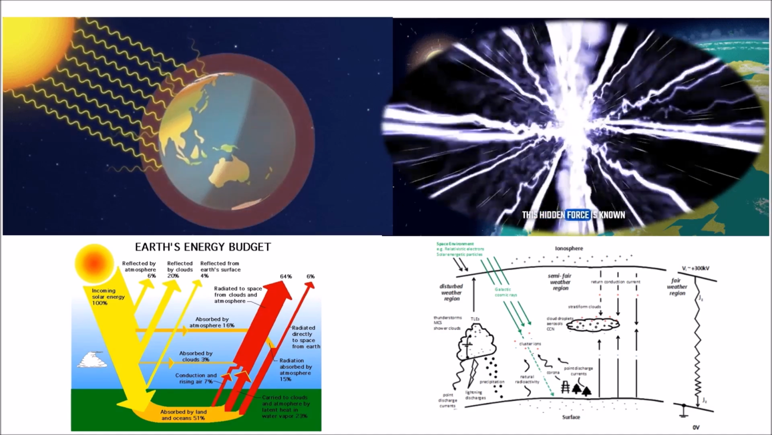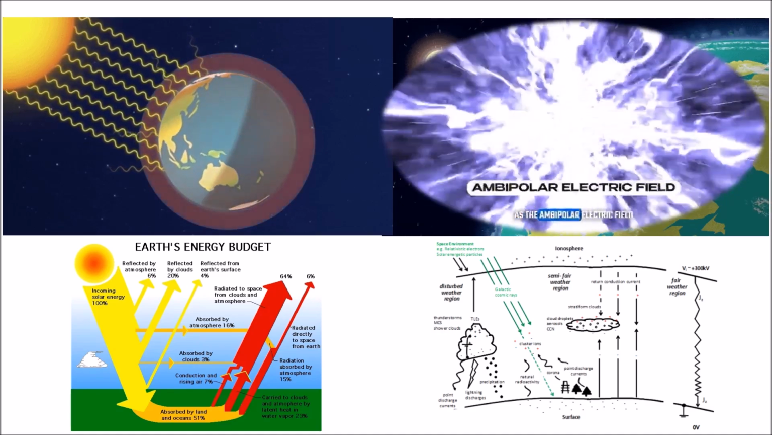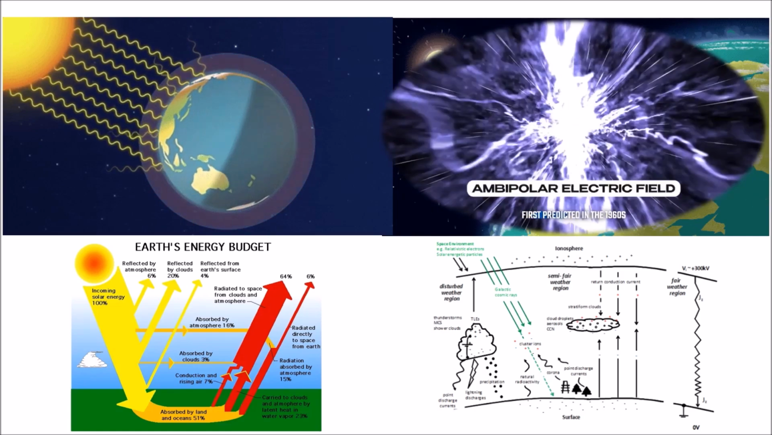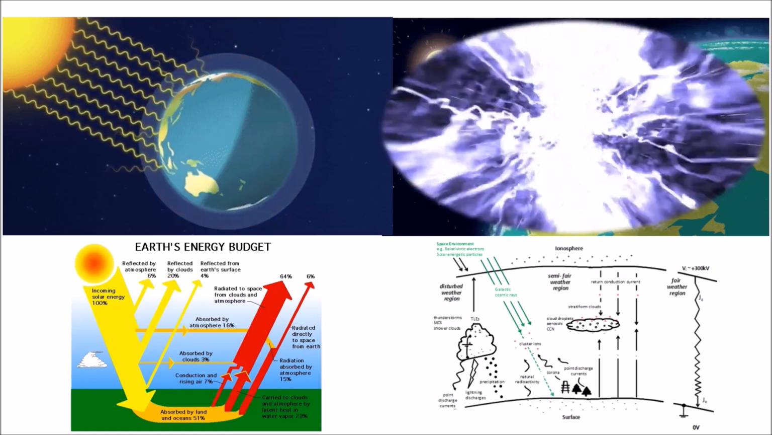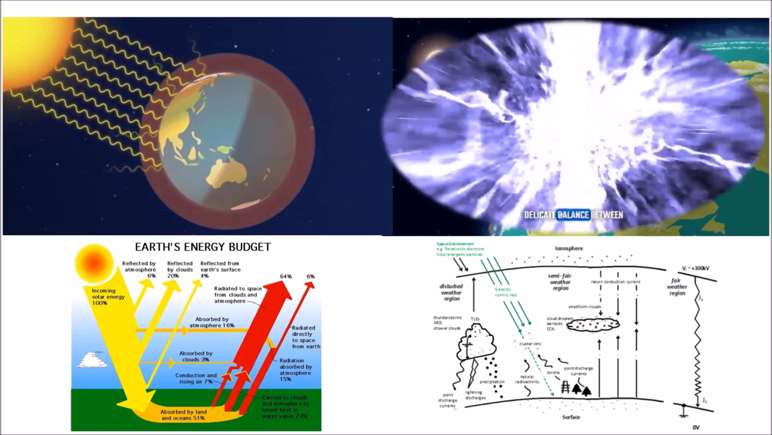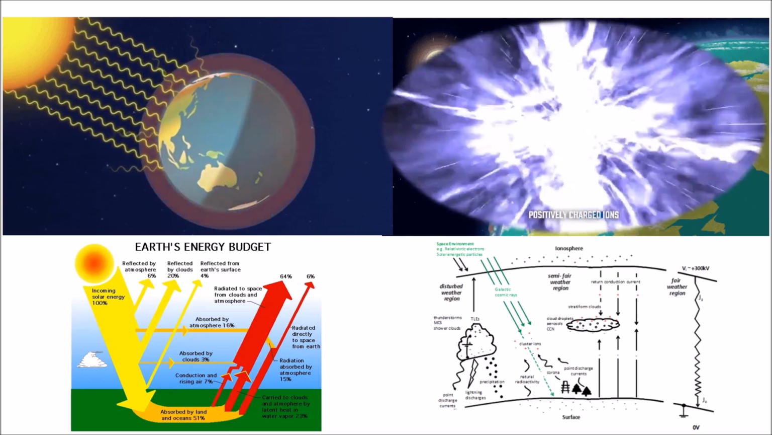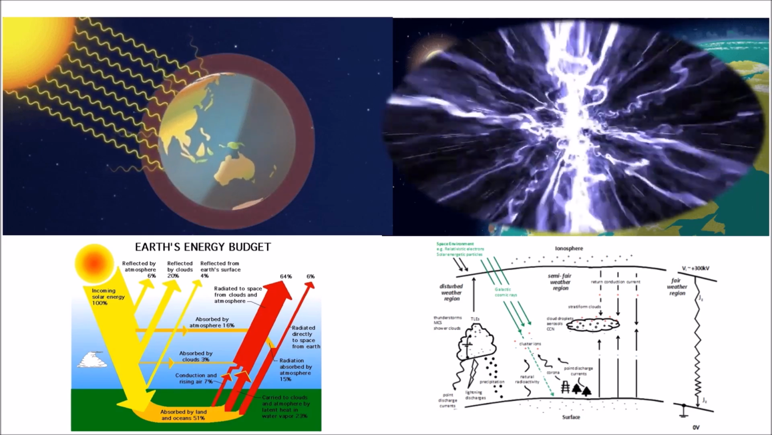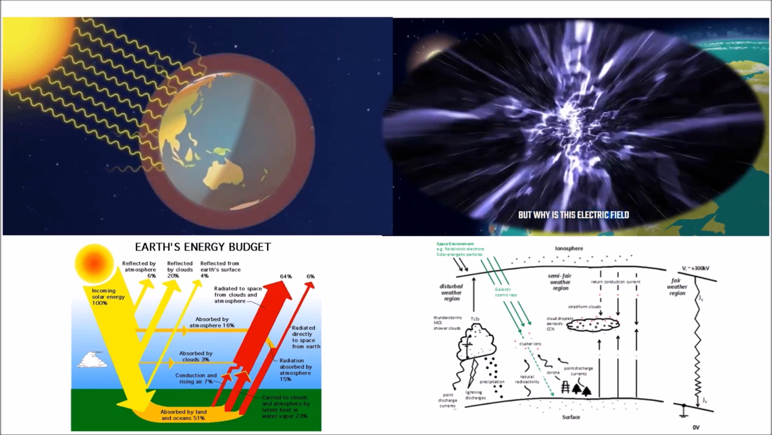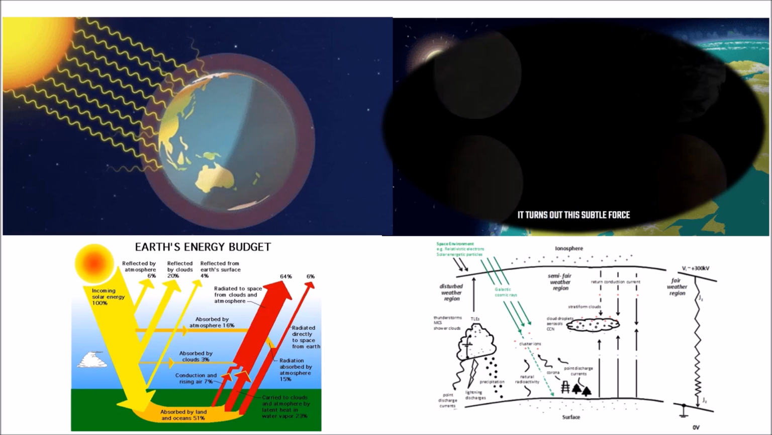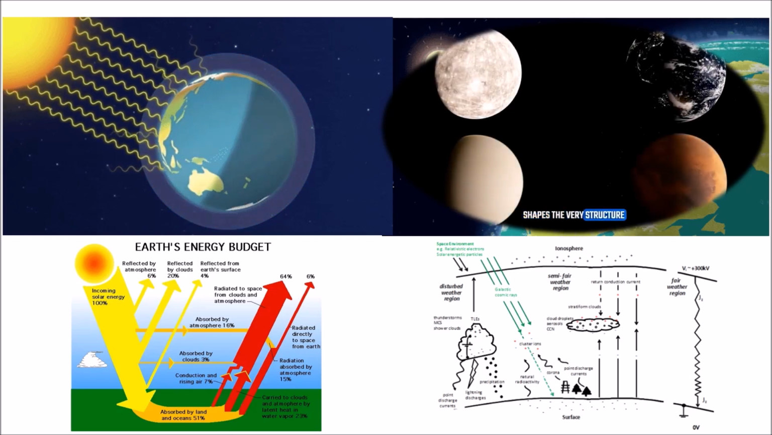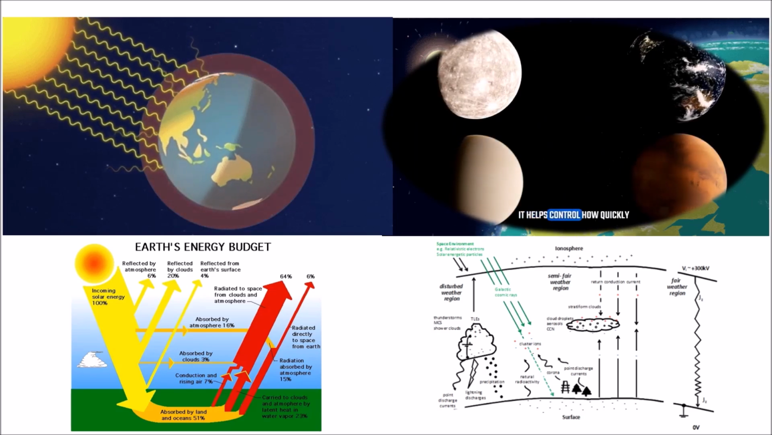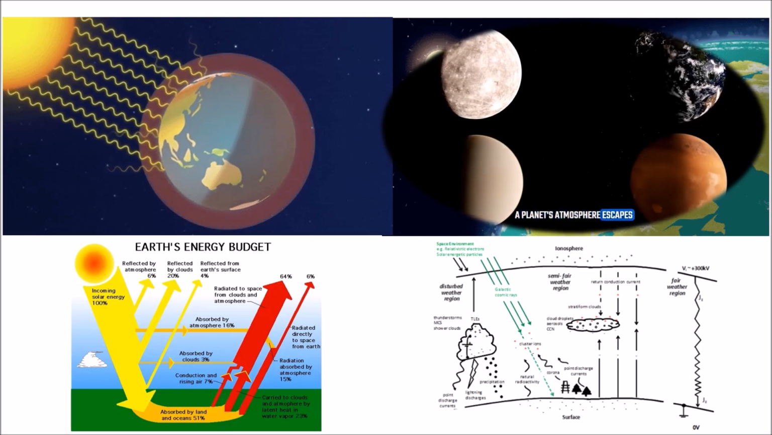This hidden force is known as the ambipolar electric field. First predicted in the 1960s, this field results from a delicate balance between positively charged ions and electrons in the upper atmosphere. But why is this electric field so important? It turns out this subtle force shapes the very structure of our upper atmosphere. It helps control how quickly a planet's atmosphere escapes into space.